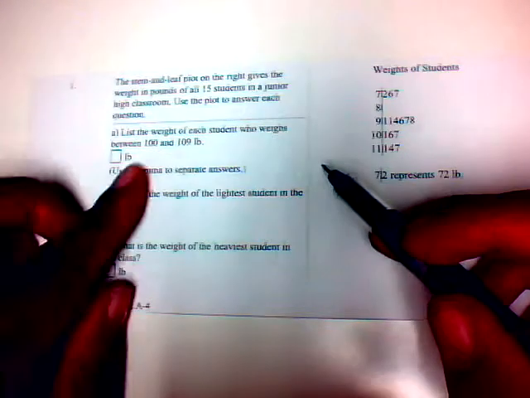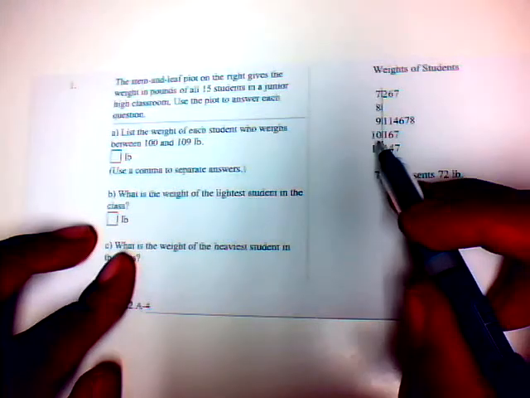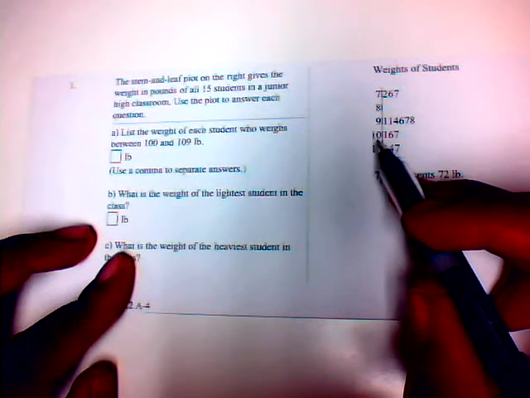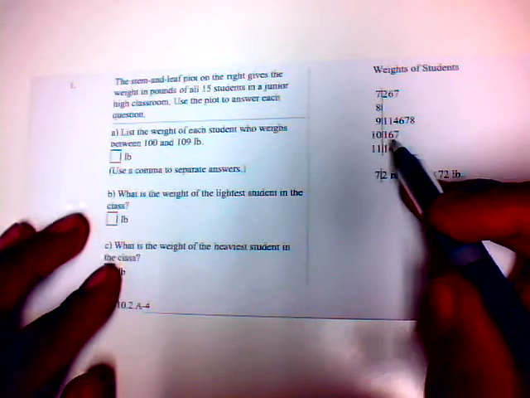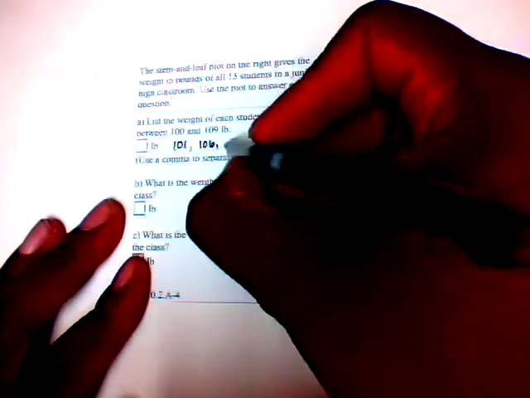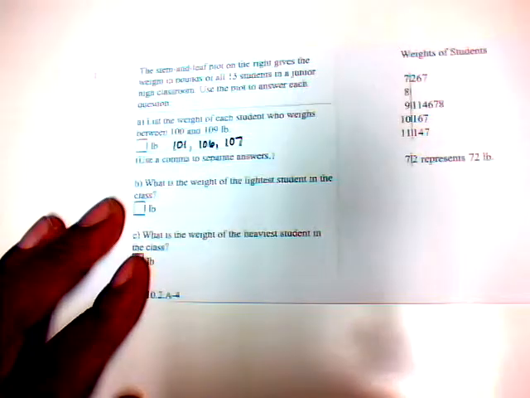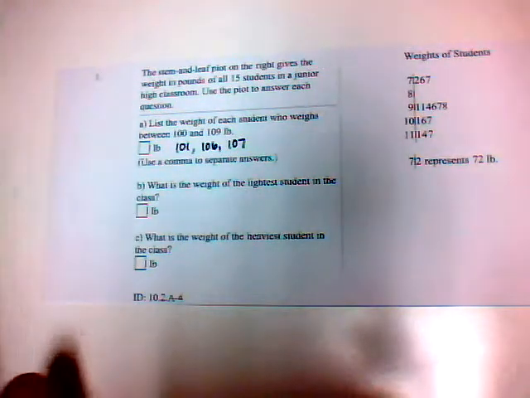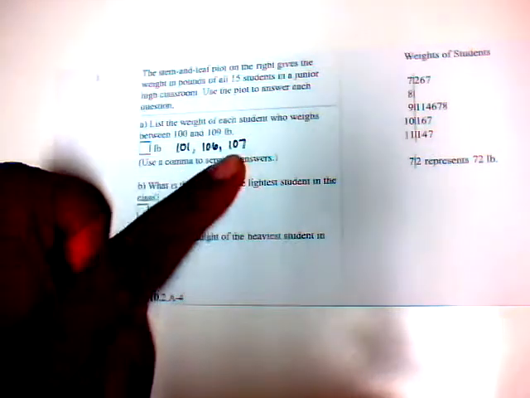Now, between 100 and 109 pounds, that's going to be the stem of 10. And there are 3 numbers after that. So here we have a 10 with a 1, saying 101 pounds. And then a 10 with a 6, that's 106. And then a 10 with a 7, that says 107. That's how we read the stem and leaf plot. The 1, the 6, and the 7 represent the leaves for the stem of 10. So here there are 3 weights between 100 and 109 pounds: 101, 106, and 107.